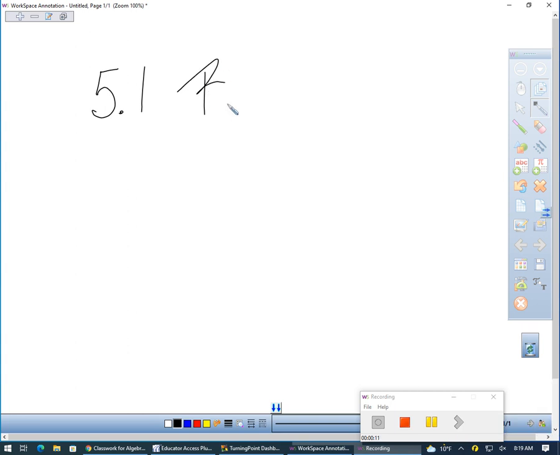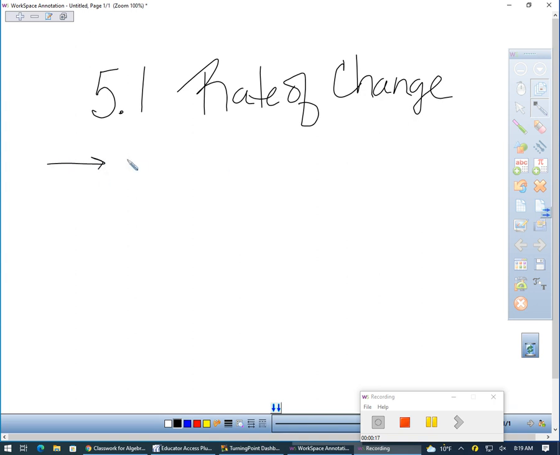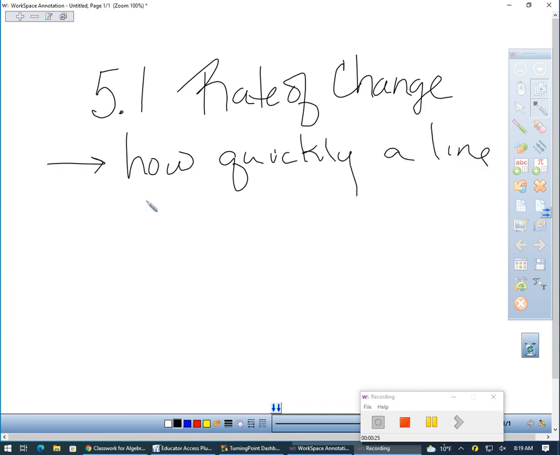5.1, we're talking about rate of change. The rate of change is how quickly a line increases or decreases. Another word we use for rate of change is slope.